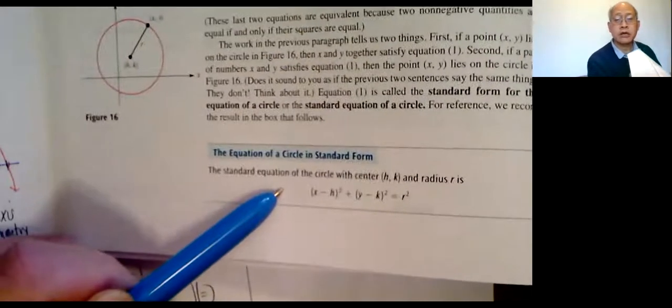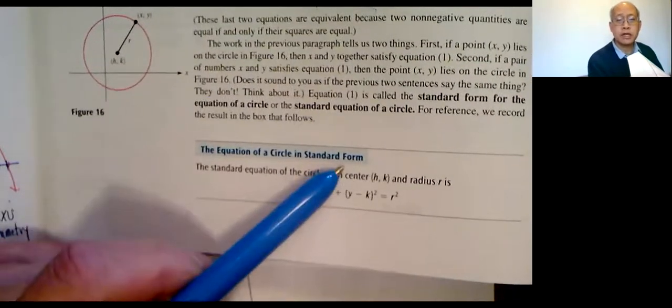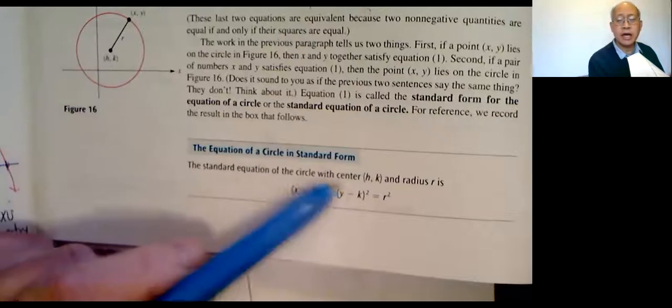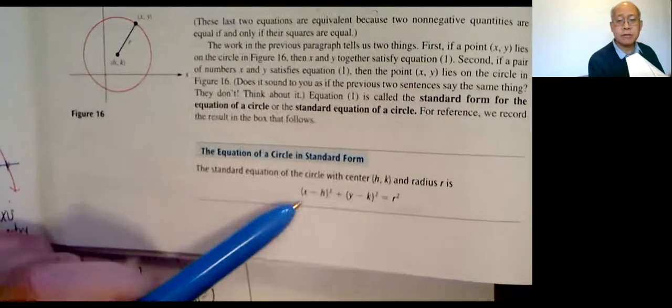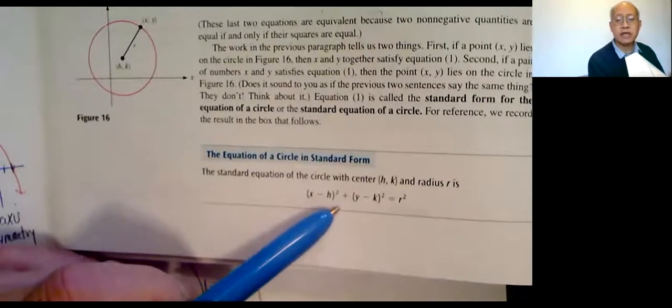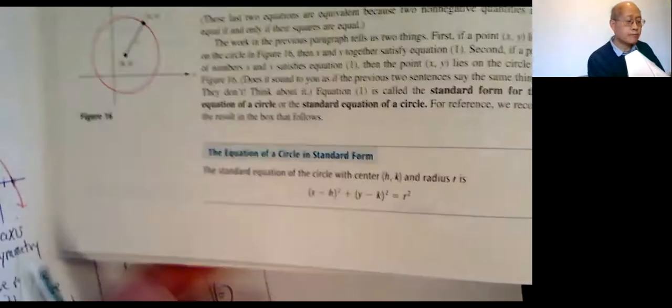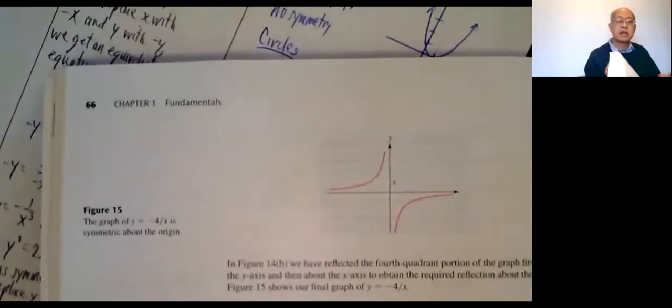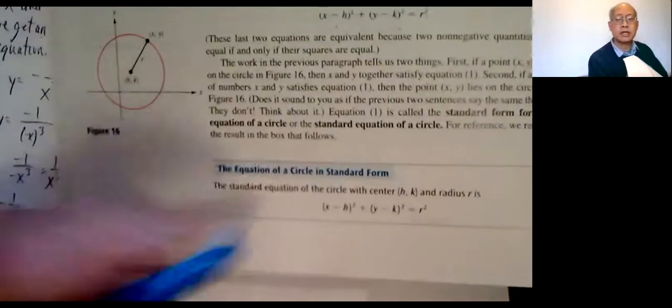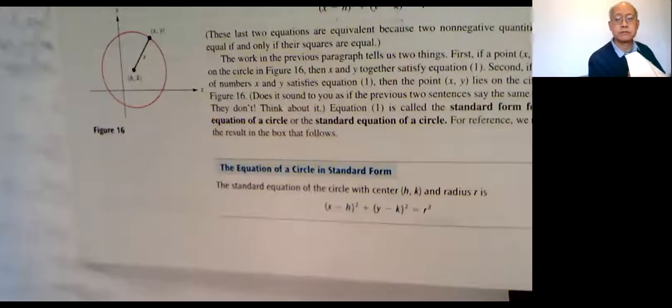Okay? This is called the equation of a circle with a center at h, k and a radius of R. So (x minus h) squared plus (y minus k) squared is equal to R squared. Okay, it's on page 66. Put this on your cheat sheet if you wish. This is called the equation of a circle.